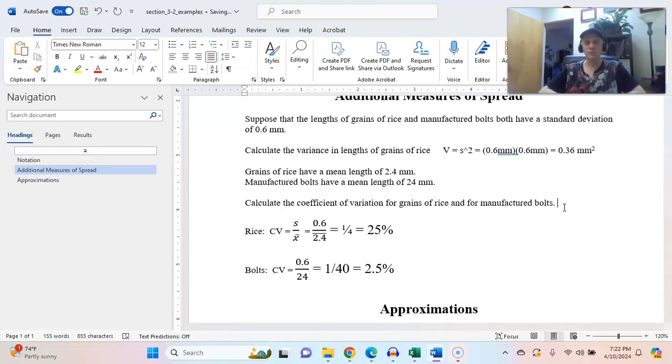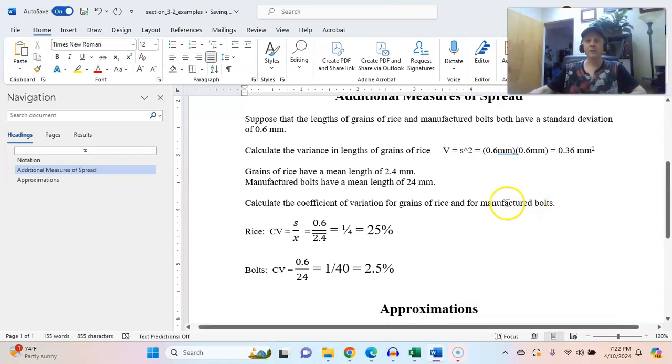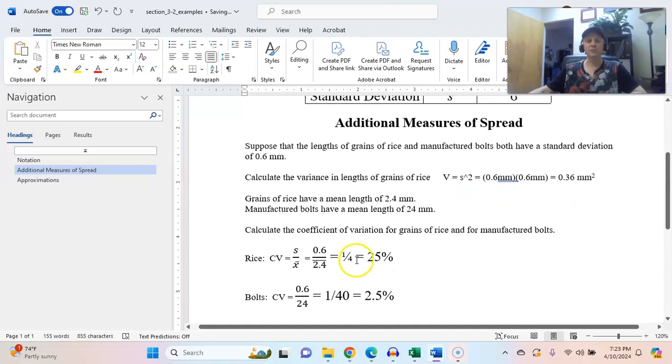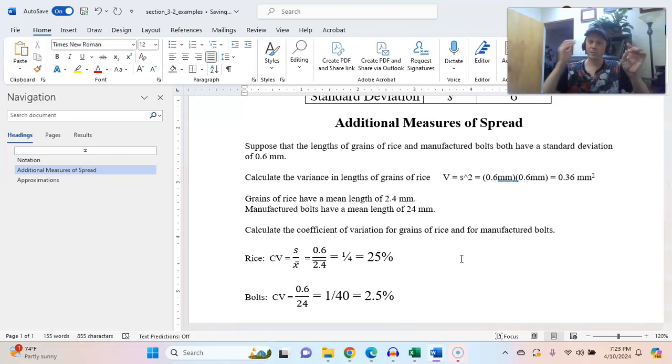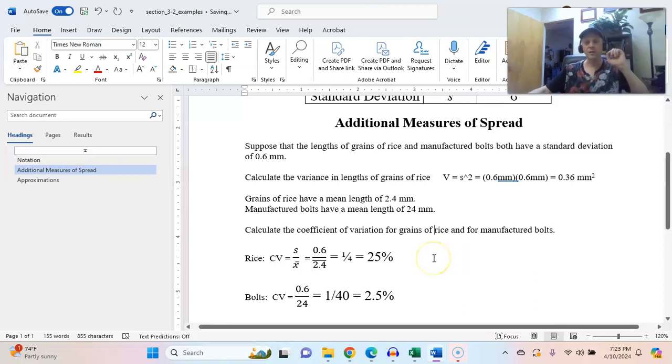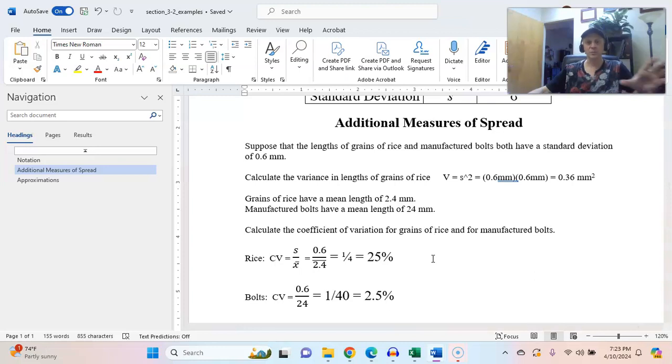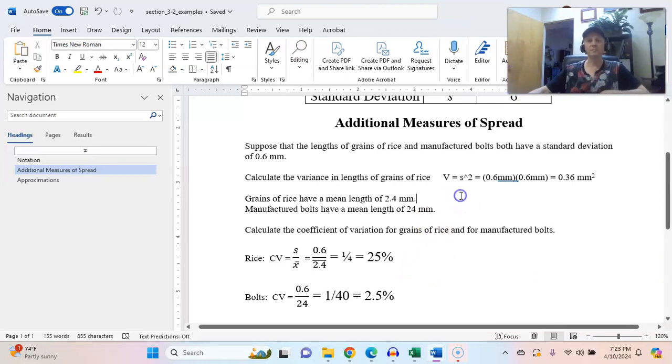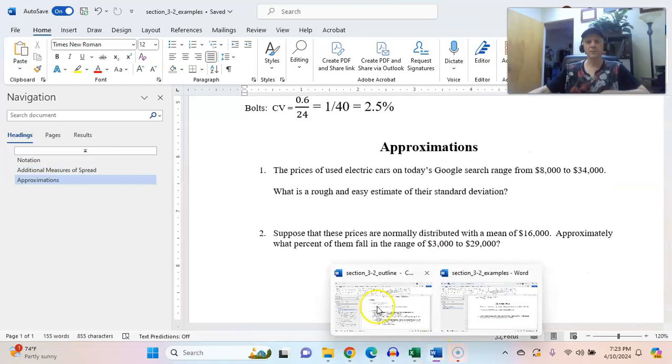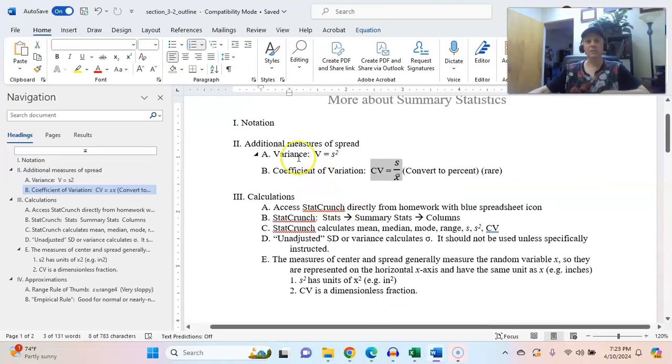Well, that's good to know because bolts are supposed to be pretty consistent. In fact, I'll bet you in real life they're probably more consistent than that. But that example goes to show that even though the rice and the bolts have the same standard deviation, they both vary basically by plus or minus 0.6 millimeters. That is a much larger fraction of what the grain of rice actually is, whereas the bolts are much more consistent relative to their own length. Let me see what other notes I had about these additional measures of spread. I guess that's about it.